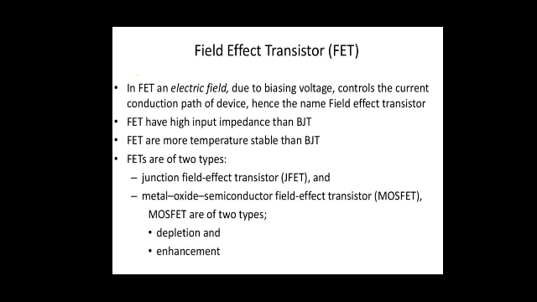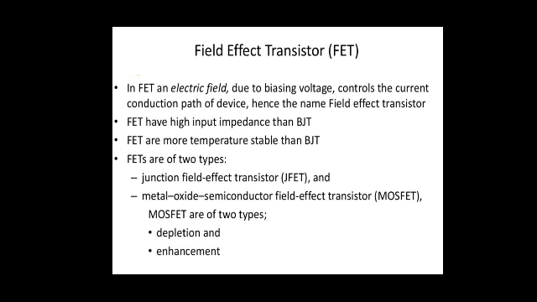Why are you calling it a field effect transistor? In a field effect transistor, whenever you apply biasing, due to the biasing an electric field will be created in the device, and this electric field will try to control the amount of current that is being generated by the device. The amount of current conducted by the device depends upon the electric field created within the device. That is why it is known as field effect transistor.